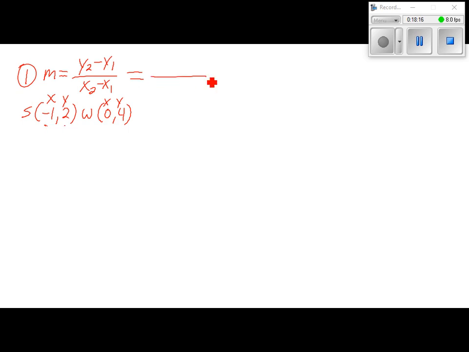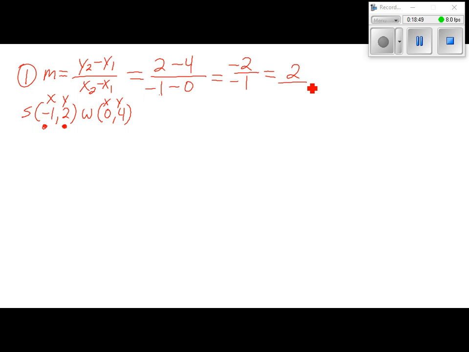So for my y's, if I start here and go 2 minus 4, that's my y's. Remember, the y's got to be on top. Don't get them backwards. For slope, the y's have to be on top. If I started here, then I got to start with the -1 here. So -1 minus 0. 2 minus 4 is -2. -1 minus 0 is -1. We can reduce that down, and you could just reduce it down to 2. That would be your slope, and that's a fine answer.